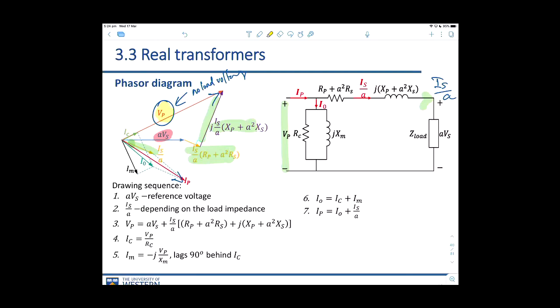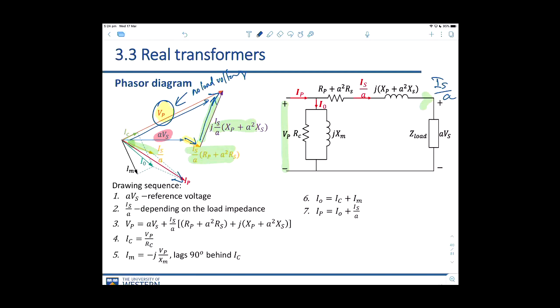So you have Is on A. This is the voltage drop across the series resistance, which is parallel to the secondary current, and the voltage drop across the series inductance is 90 degrees perpendicular to that. Now if I sum those three vectors, we will get Vp, which is the primary voltage.